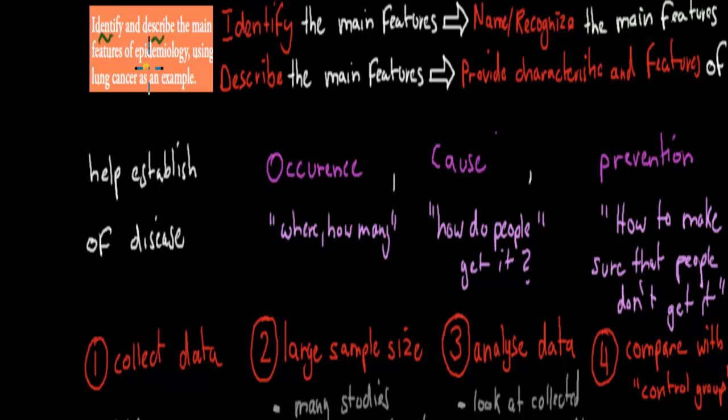So epidemiology is a study that helps us establish the occurrence, which means where or how many people are affected by this disease, the cause, which means how do people get this disease, and the prevention, which means how to make sure that people don't get this disease. So epidemiology is a study of the occurrence, cause, and prevention of disease, especially non-infectious disease. It's used a lot in modern day life to find out, for example, what causes heart disease or cancer. In this example, we're going to connect these features to lung cancer.